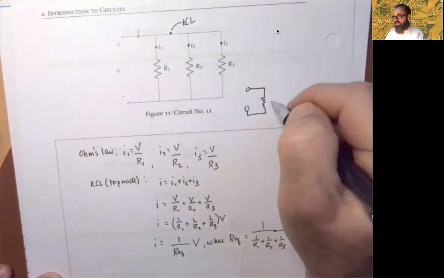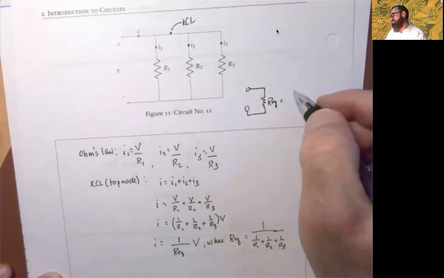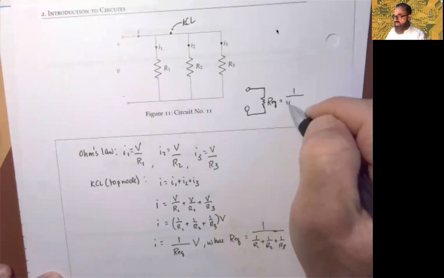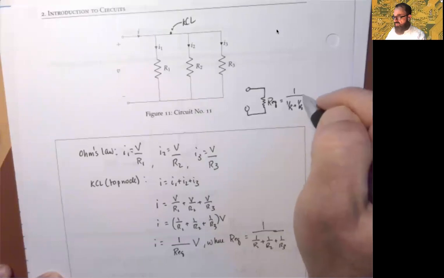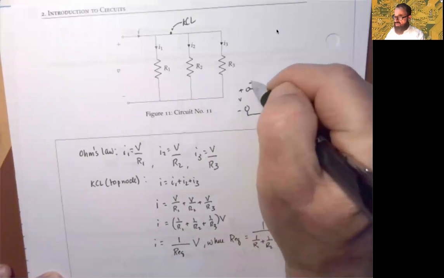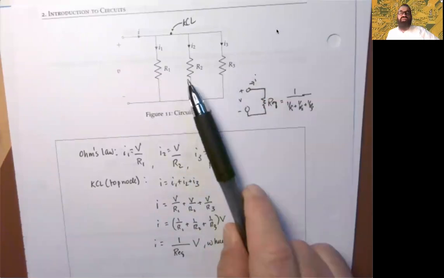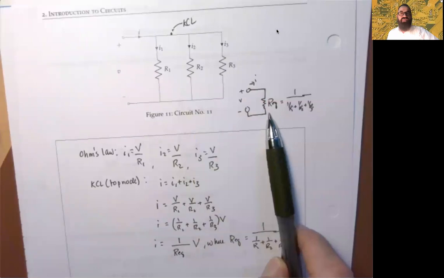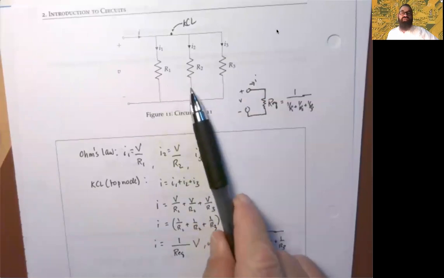Here's the equivalent resistance, Req, and I'm just going to write it in terms of the 3 resistances we have here. It's 1 over R1 plus 1 over R2 plus 1 over R3, okay? Again, this is the voltage and this is the current I in the top. So we can take a configuration like this and render it equivalent to this. Very simple, one resistance called the equivalent resistance when these resistances are in parallel.